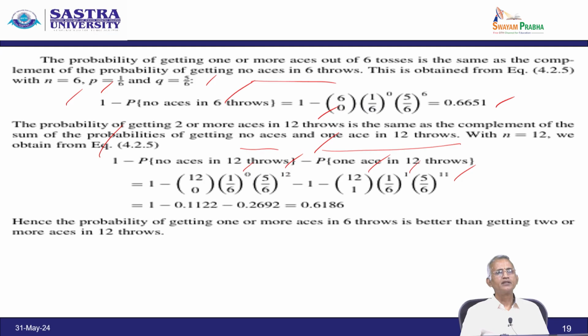12C0 is 1, 1 by 6 whole power 0 is 1, and 5 by 6 whole power 12 is 0.1122. Similarly, 12C1 is 12 into 1 by 6 into 5 by 6 whole power 11, and on simplifying, you get 0.6186. Hence, the probability of getting one or more aces in 6 throws is better than getting 2 or more aces in 12 throws.